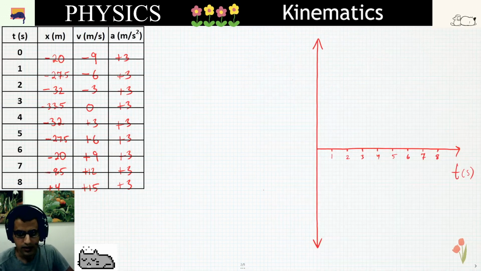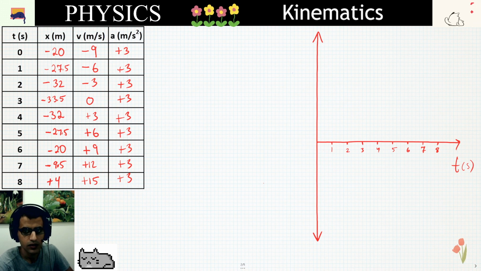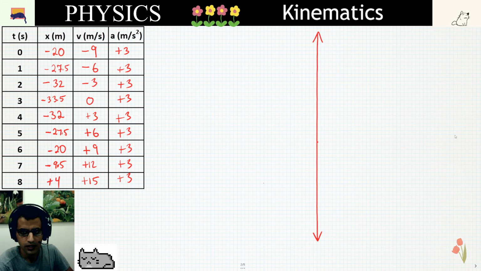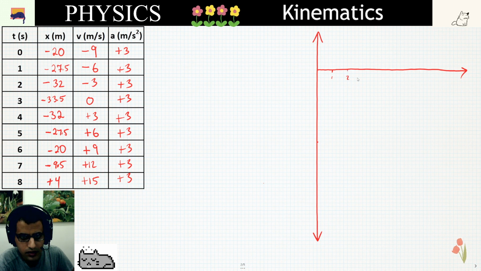Now, for our last graph, we're going to plot the position versus time. Most of our positions here are negative values, so what I should really do is erase this and place my x-axis somewhere further up here. I'm going to freehand this, but of course you should use a ruler. So let's go ahead and label the times: 1 second, 2, 3, 4, 5, 6, 7, 8.